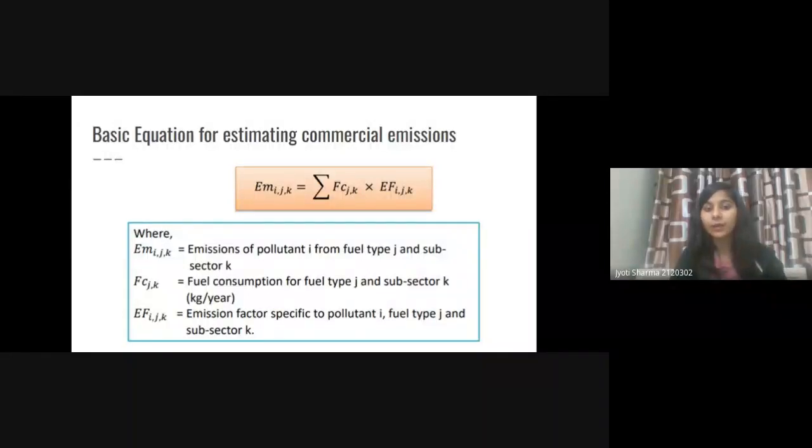Likewise, if you want to calculate the commercial emission, here we have I, J, K. I is for pollutant, different types of pollutants we have. J means different types of fuels we have. K means different subsectors we have under this commercial emission. For example, in hotels we have different things, let's say in the washing area, or malls can be considered as a different subsector. So for different subsectors you have different fuel types, for those different fuel types different pollutants, and you will calculate by the summation of this and multiply it with the emission factor. So this will be the basic equation for estimating your commercial emission.